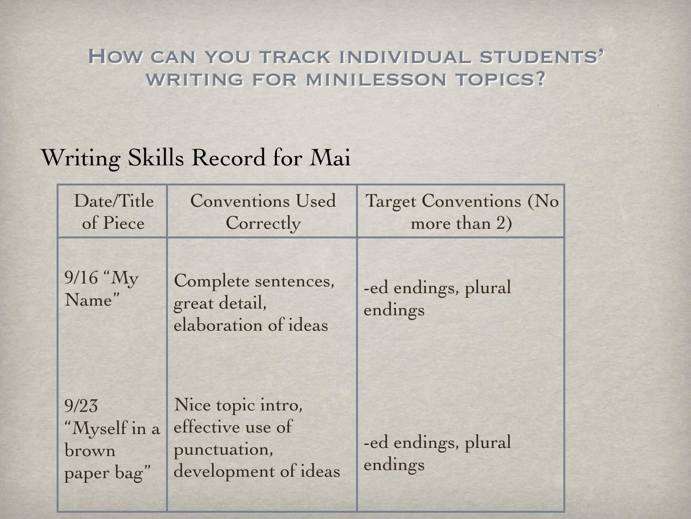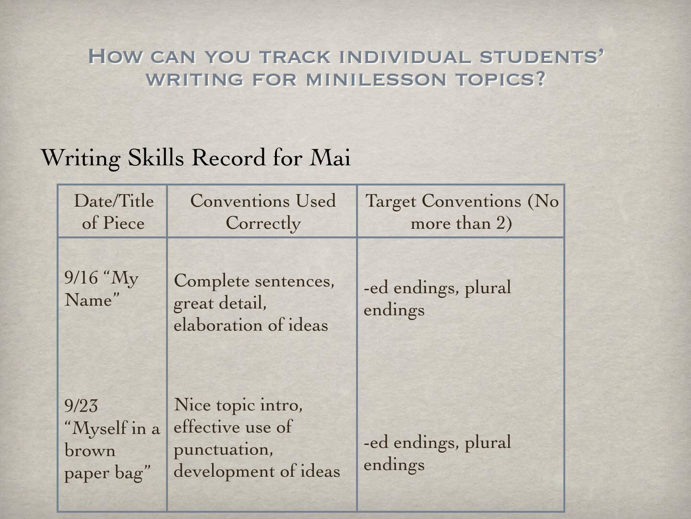So you're probably wondering how you can track individual students' writing for mini-lesson topics. Here's an example of a writing skills record from Mai. She's the student whose website page we looked at a couple weeks ago in terms of spelling, but this is actually a writing skills record from a couple weeks when Mai was my student. And you can see here that I track a couple different things over time for her.